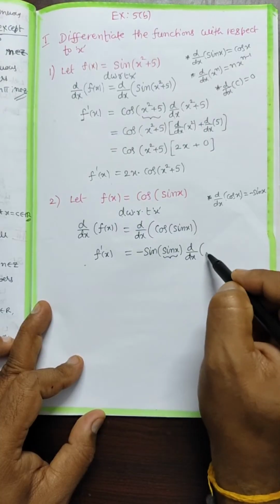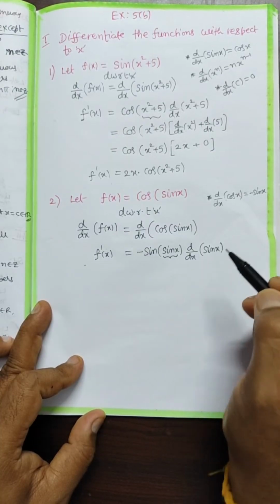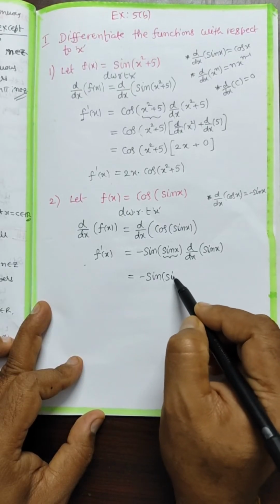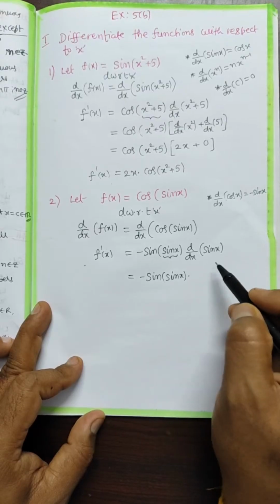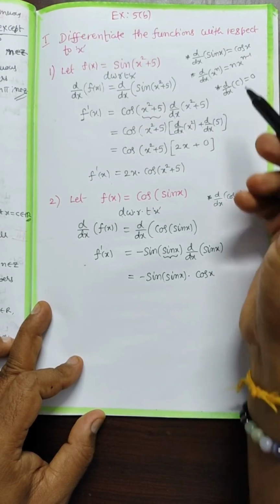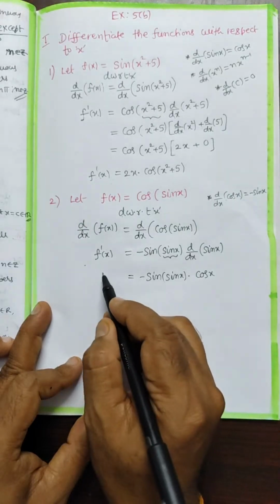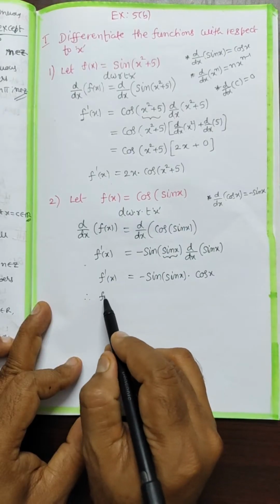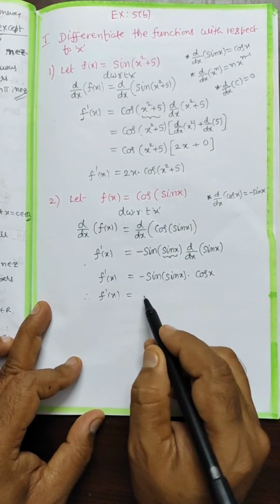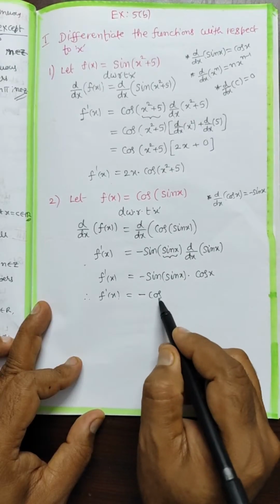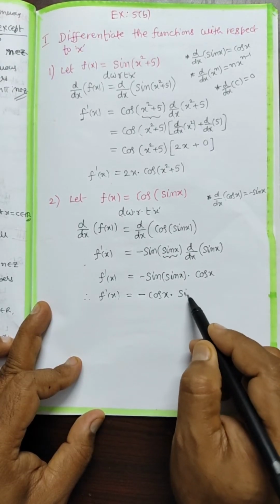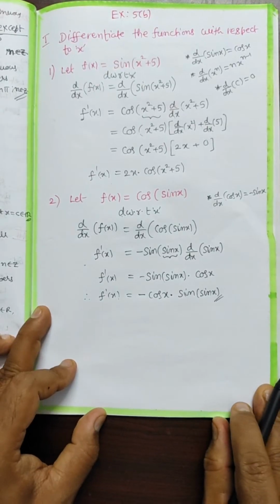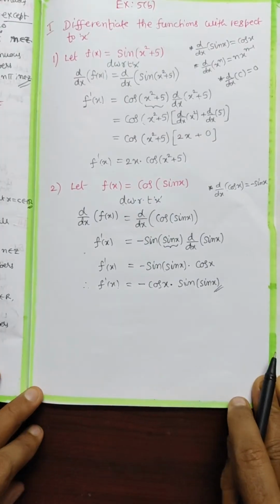d by dx of sin x. So this is equal to minus sine of sin x into d by dx of sin x, which is cos x. d by dx of sin x, we got it already here. So, therefore, f dash of x is equal to minus cos x into sine of sin x. Okay, dear students, we'll move to question number 3.